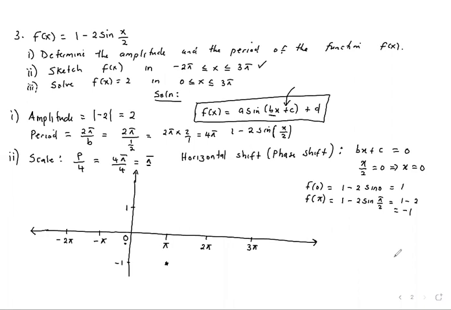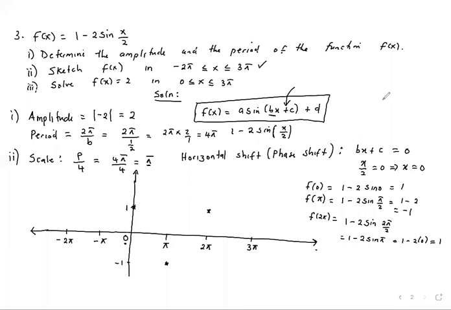And then f of 2 pi: 1 minus 2 sine 2 pi over 2. This is the same as 1 minus 2 sine pi. Sine pi is 0, so it's 0 there, multiplied by 0, which leaves 1. So here we got 1 again.